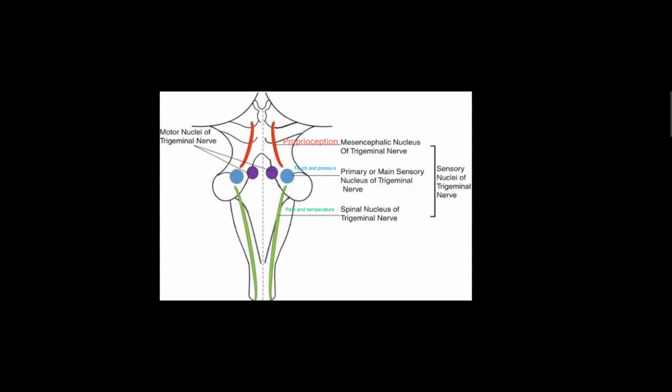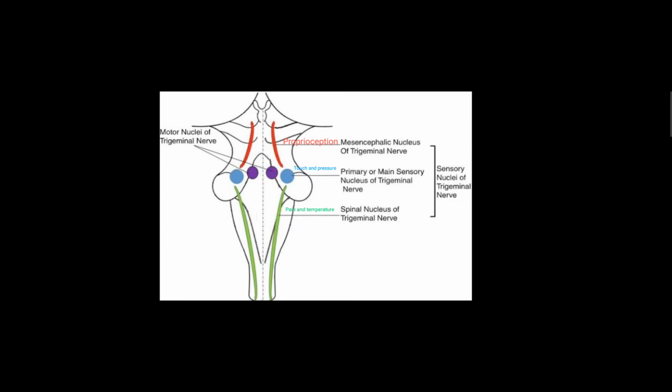Then coming to the nuclei and the sensations carried by them. First of all, there are four nuclei: the motor nucleus, the sensory nucleus or primary nucleus, the mesencephalic nucleus, and the spinal nucleus. Motor nucleus. As we know, motor fibers or motor nuclei are always on the medial side and the sensory are on the lateral side. So the motor nucleus is on the medial side, located in the posterior part of the pons.